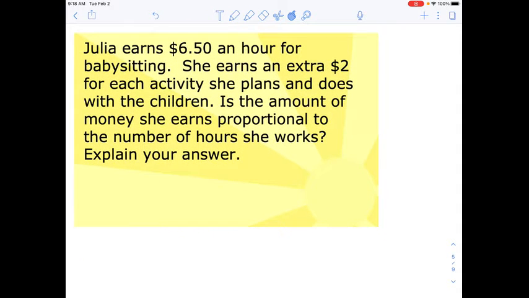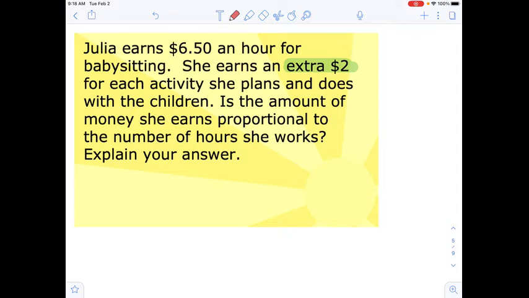Then we have Julia earns $6.50 an hour for babysitting. She earns an extra $2 for each activity she plans and does with the children. Is the amount of money she earns proportional to the number of hours she works? So we know she makes $6.50 an hour. That's constant. So that's proportional there. But then we have this extra amount. Whenever we have an extra added on, it automatically makes it non-proportional because maybe one time she plans an activity, maybe another time she plans 5 activities, maybe another time she plans 0. So it's already not proportional.